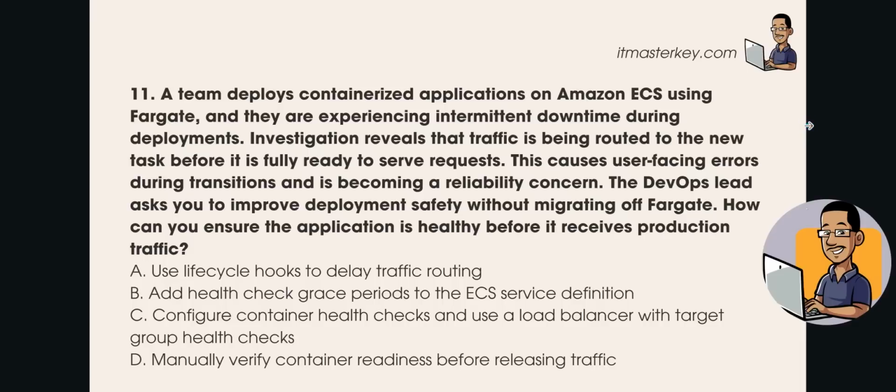A team deploys containerized applications on Amazon ECS using Fargate, and they are experiencing intermittent downtime during deployments. Investigation reveals that traffic is being routed to the new task before it is fully ready to serve requests. This causes user-facing errors during transitions and is becoming a reliability concern.